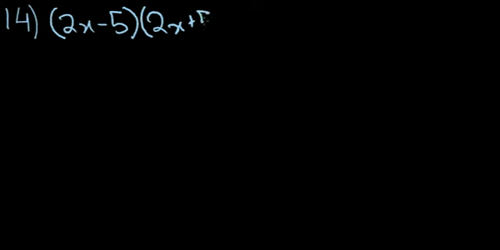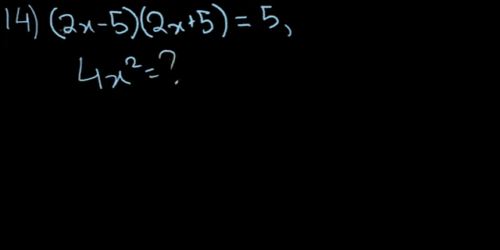If (2x - 5)(2x + 5) = 5, then what is the value of 4x squared? So first what we need to do is multiply this out. So let's see where we go.